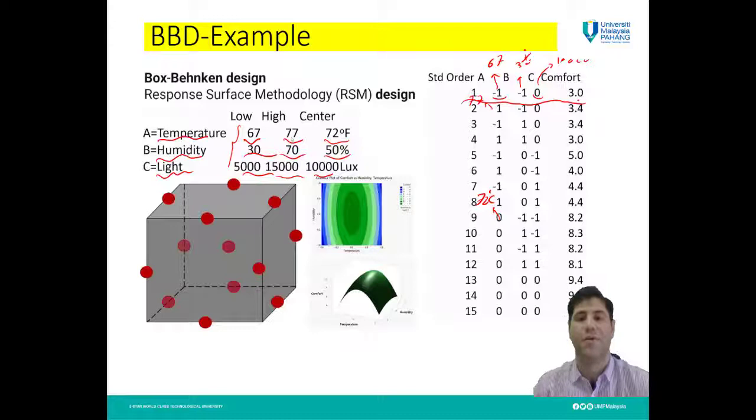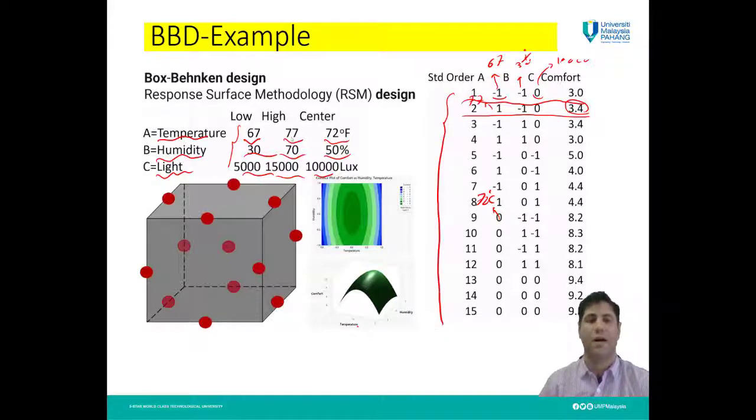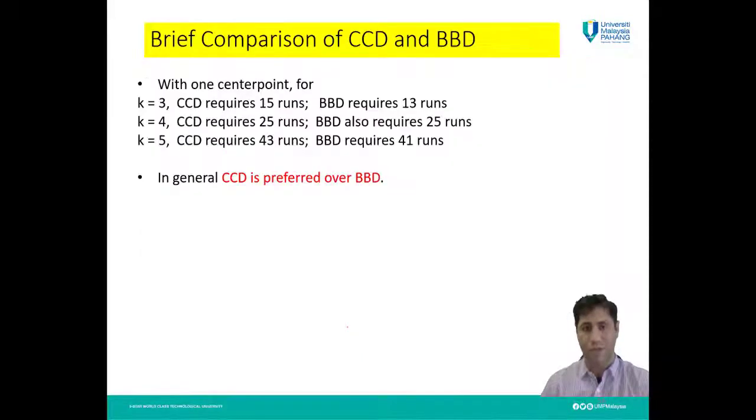And we need to prepare a room and fix temperature, humidity, and light at these three values. Then prepare a questionnaire and ask someone to respond how is the comfort level in this condition, in this treatment. Then we need to change the temperature, humidity, and light for the other run, and again check the response. So you can see here how a BBD design can be useful. And also by this design, we can find that second order model as well.